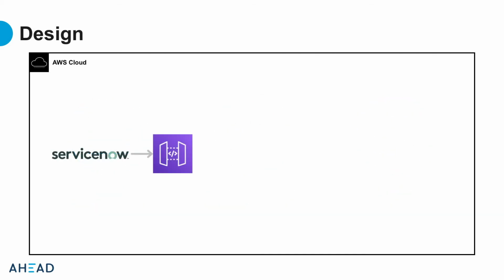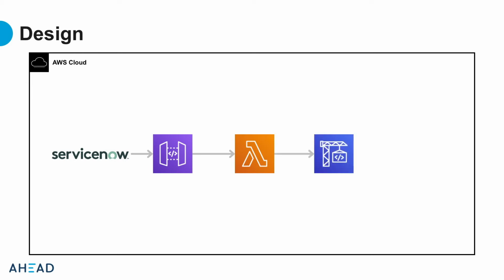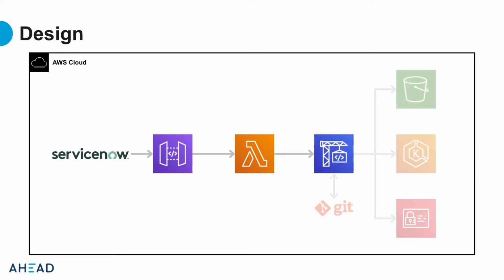This particular design integrates Automation Hub with AWS via AWS API Gateway. And that triggers a Lambda function, which invokes a code build pipeline to provision the EKS cluster via Terraform, pulling the source code from Git, storing Terraform state in the S3 bucket.